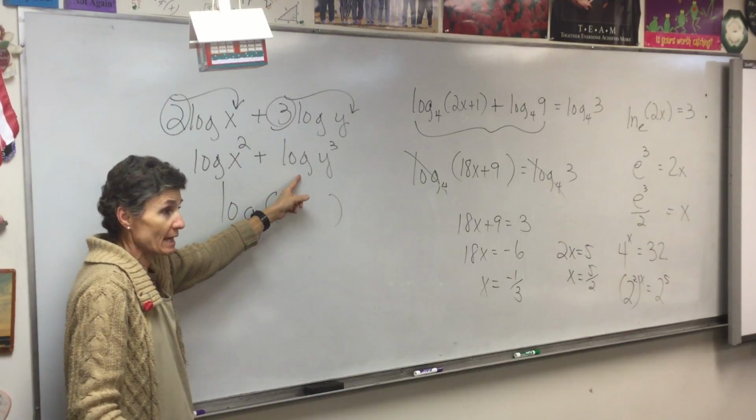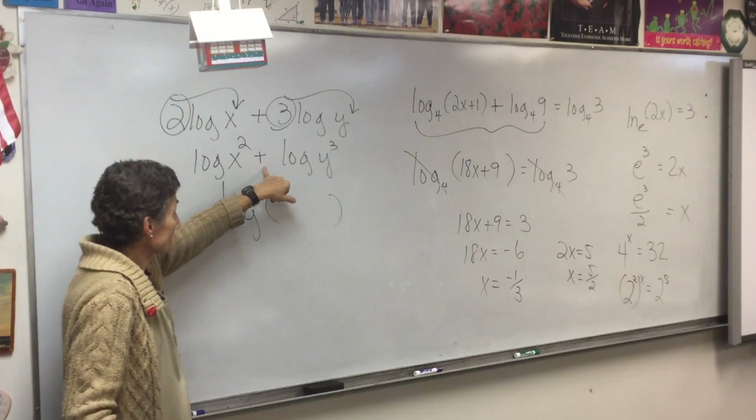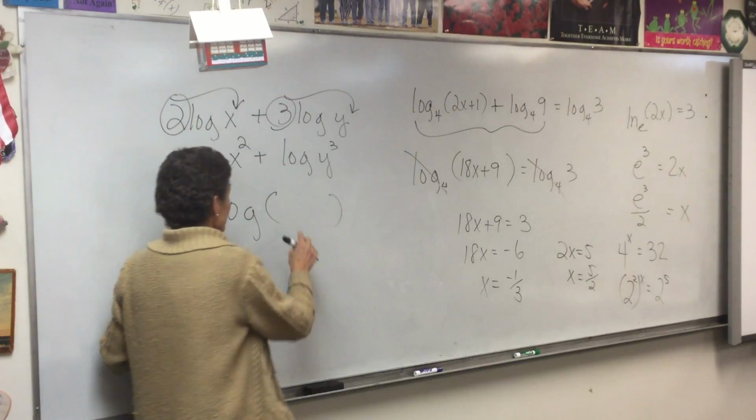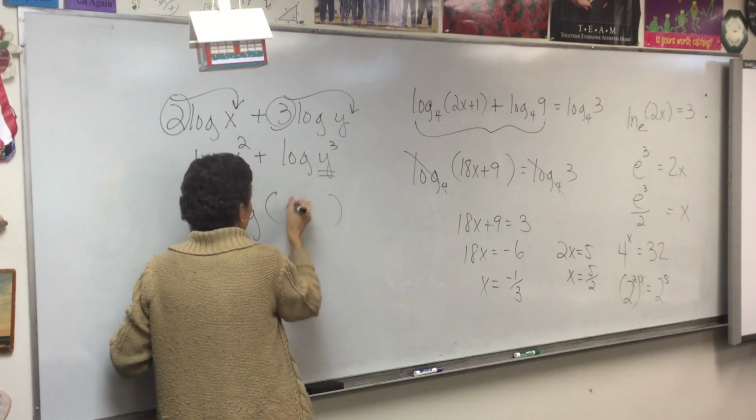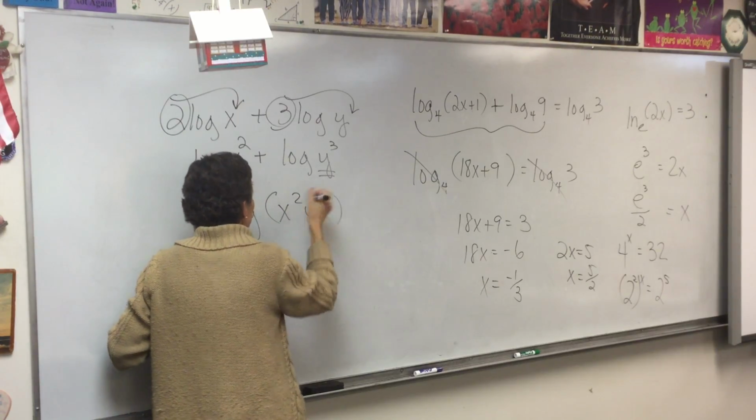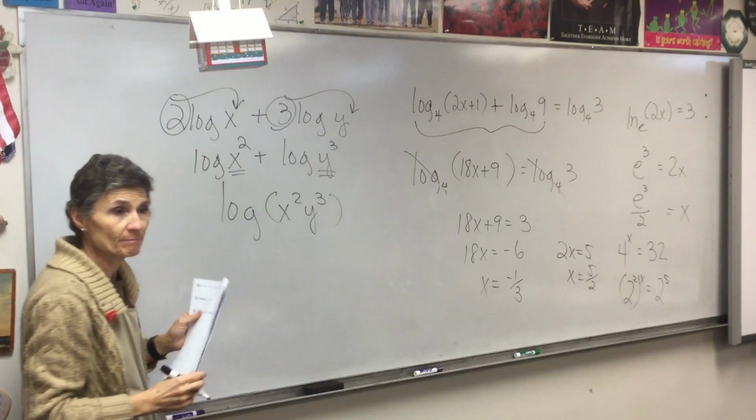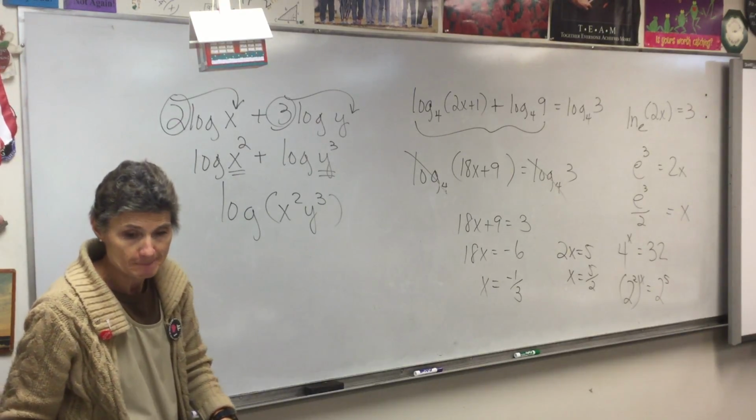Now I'm going to put them together. Since that's a plus, when I put them together, what will I do with the x squared and the y cubed? Multiply them. And you are done. That's it. That's all there is to it.